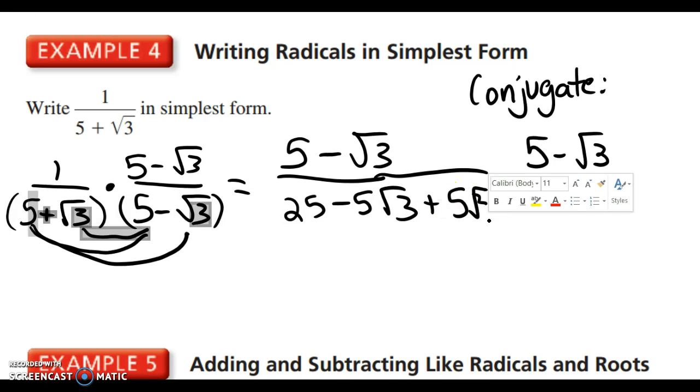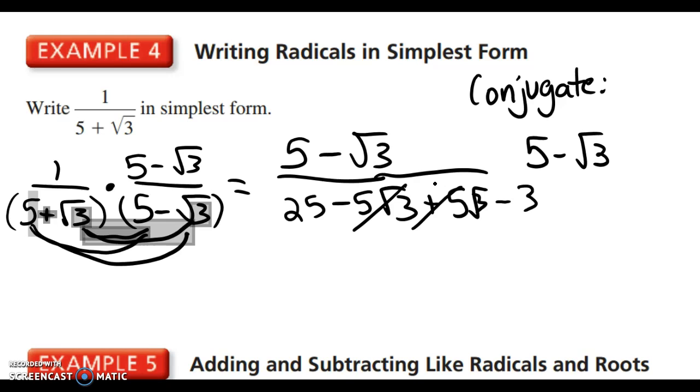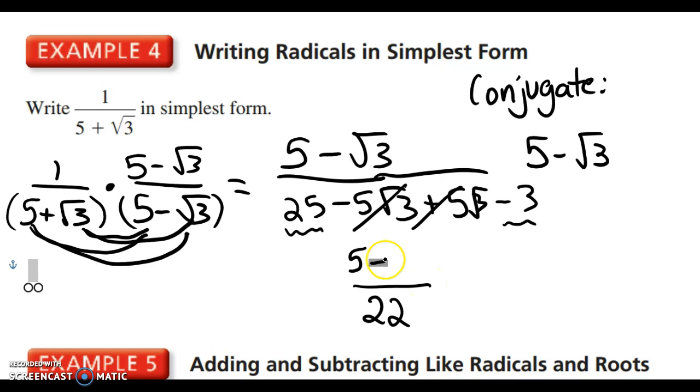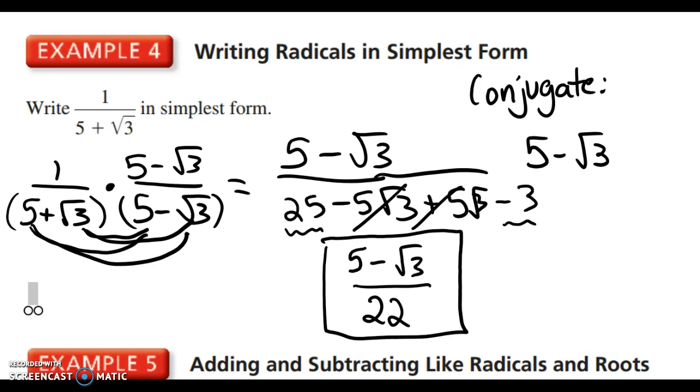And then radical 3 times negative radical 3 will be negative radical 9, or just negative regular 3. Notice the outers and inners will cancel, and that always happens. And then we can actually combine 25 minus 3 and get 22. So 22 will be my new denominator, and the numerator will be 5 minus radical 3. So you can see in this final answer, we no longer have a radical in the denominator.